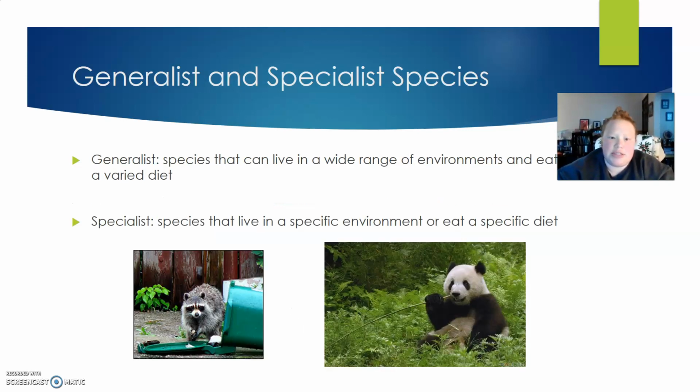Okay, moving on to generalist and specialist species. Generalist, remember, is something that can live in a wide variety of environments and eat a wide variety of foods. So, our raccoon is our classic generalist species, and our specialist species is a species that lives in a specific environment and eats a specific diet. So, pandas are the classic specialist species. Remember, generalists are more likely to be adaptable to change because they can thrive in many different situations.